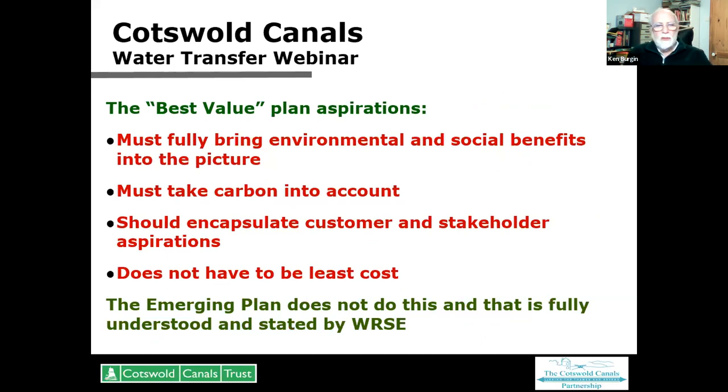Right, so what does best value mean? Well, it's supposed to fully bring environmental and social benefits into the picture. So it's not a matter of saving money, it's a matter of getting best overall value. It's got to take carbon into account, should encapsulate customer and stakeholder aspirations, and that is what this consultation is all about. But it does not have to be least cost. And the emerging plan is not going to be the best value plan. It doesn't look like a best value plan, and Water Resources South East fully understand that and state that. So there is the opportunity to have changes.